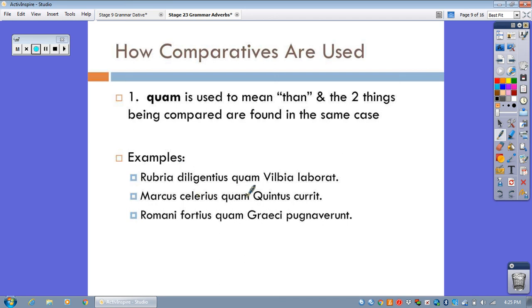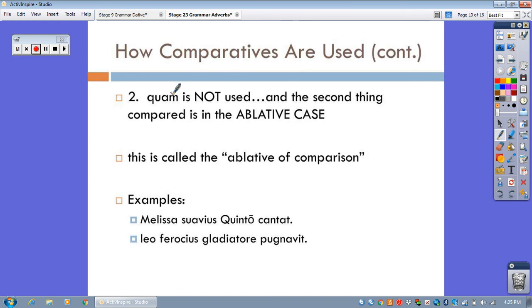Marcus celerius quam Quintus currit. Marcus runs more quickly than Quintus. Marcus and Quintus, both in the nominative, both in the same case. Romani fortius quam Graeci pugnaverunt. The Romans fought more bravely than the Greeks. Graeci, Romani, same case.